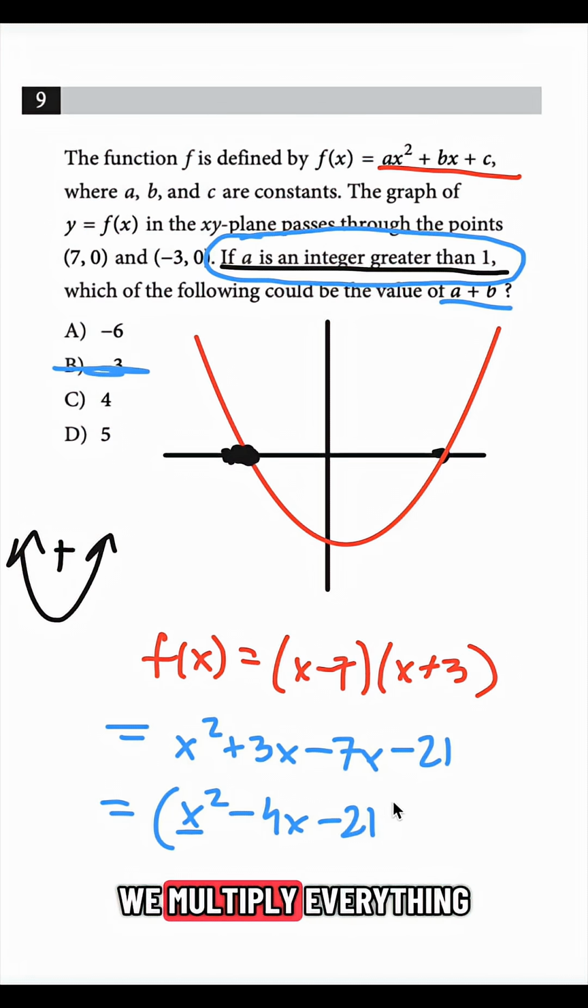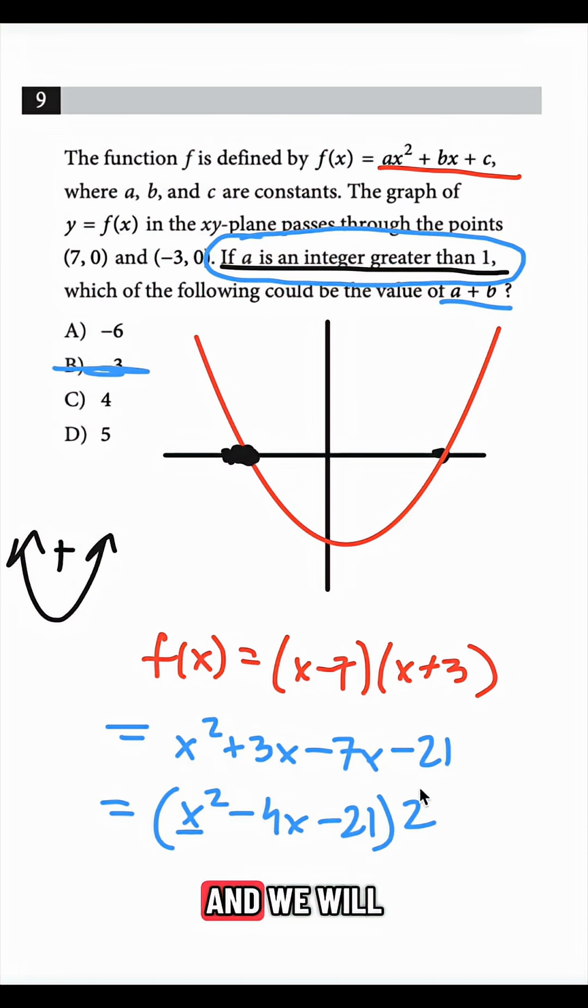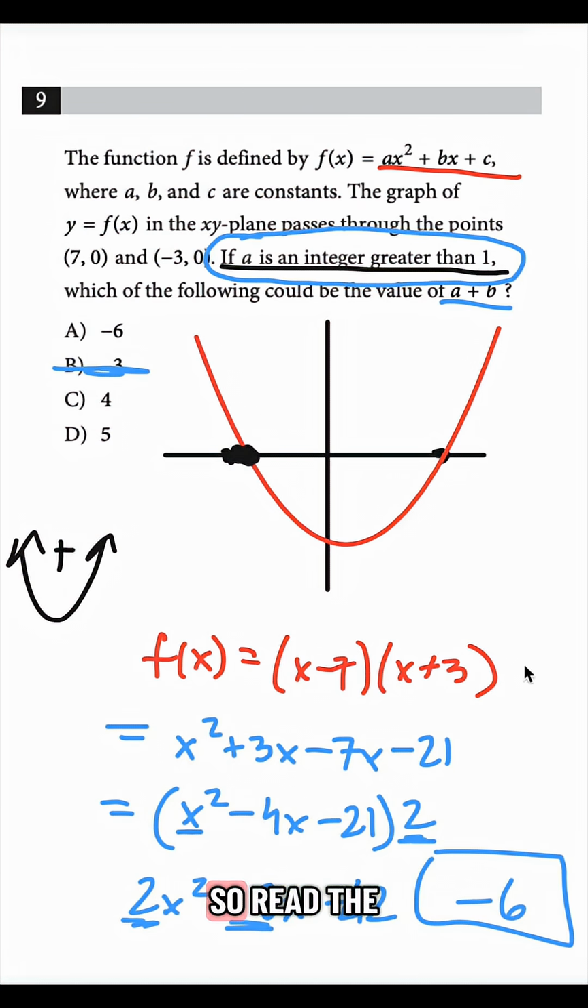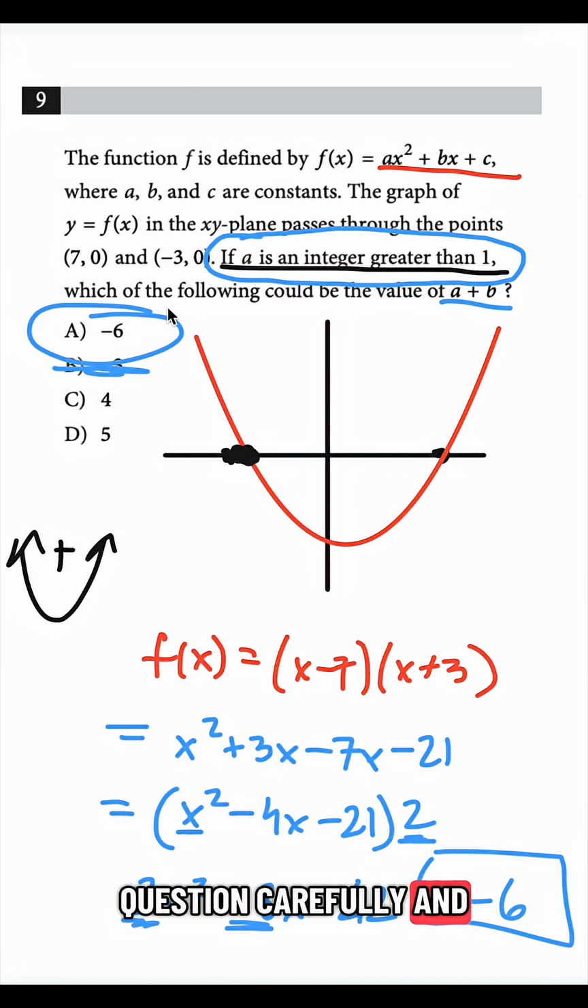So we multiply everything by 2, and we will still get the same equation because this is just a constant. So now we have 2x squared minus 8x minus 42. And now 2 minus 8 is negative 6. So read the question carefully and don't make that mistake.